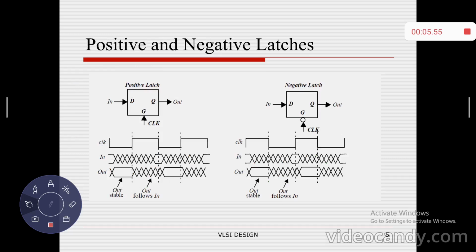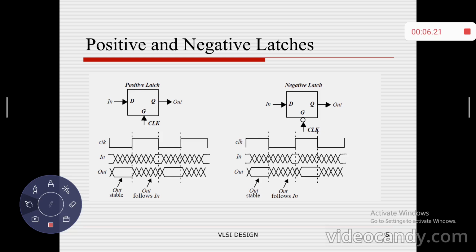So this is a simple example. What is the basic difference between a positive latch and a negative latch? The example latch I consider here is a D flip-flop. I hope you remember the basic principle of the D flip-flop. Whatever input data you connect at the D input end, the output follows it. Speaking simply, the output follows the input. This is the basic principle of a D flip-flop.